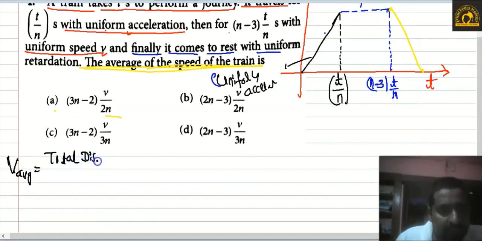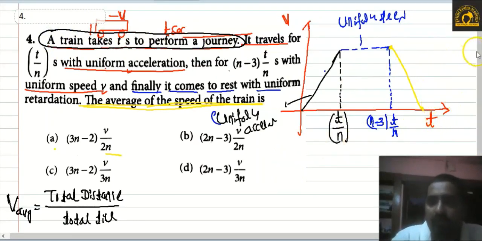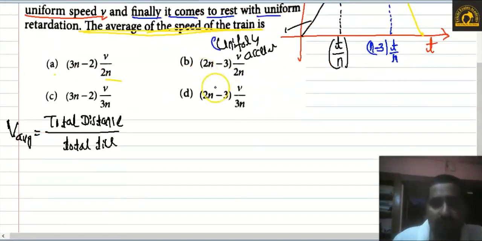Average speed is equal to total distance divided by total time. The total time is given. The total time is how much? The total time is t seconds to perform the journey. Total time is t. Now, how to calculate the total distance?